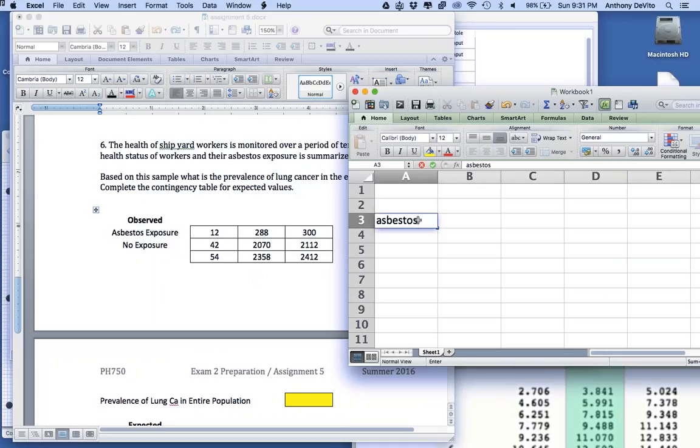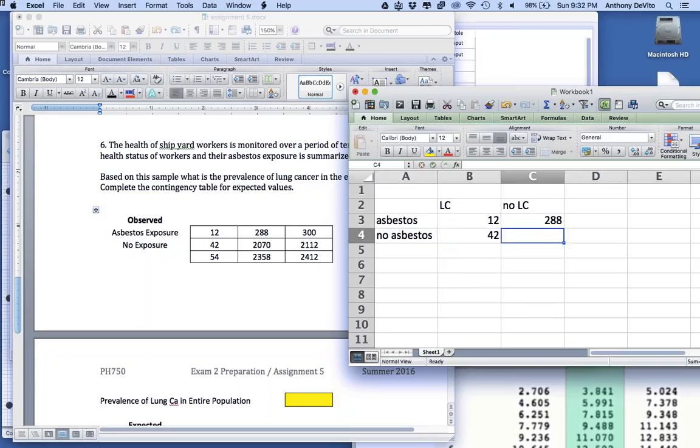Oops. No asbestos. And let's see, lung cancer. And no lung cancer. Okay, so we got 12, 288. We got 42 and 2070. So that's a total of 300 people who were exposed, 212 people who were not exposed.